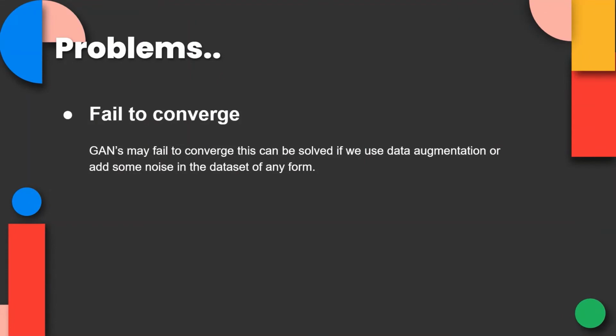GANs can also fail to converge, and that's why we add some noise or some augmentation in the initial input to our model, so that they don't fail to converge and actually give us some outputs.